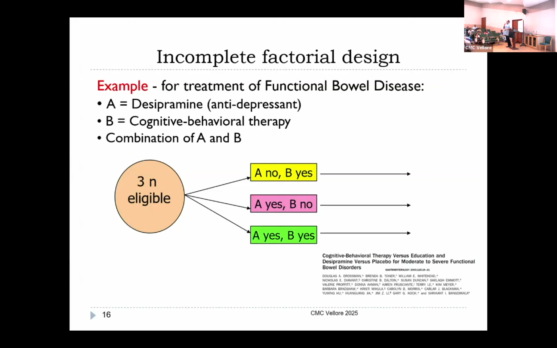In this case, it was the no that was not sponsored. These were people that had functional bowel disease, and there's no good pathology for it. People say, oh, it's due to depression or anxiety or this or that. There's some treatment. Some people give drugs like the cypramine for depression. And there was a colleague who was interested in cognitive behavioral therapy. So they said, well, why don't we do a factorial, do the drug as well as the cognitive behavioral therapy, yes or no?